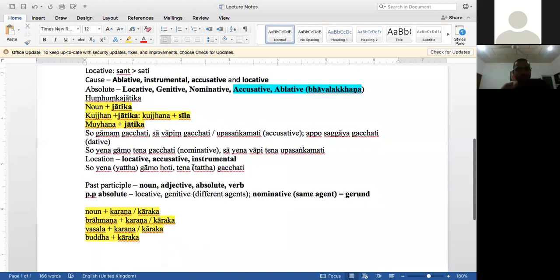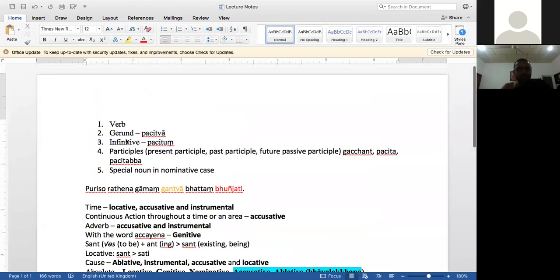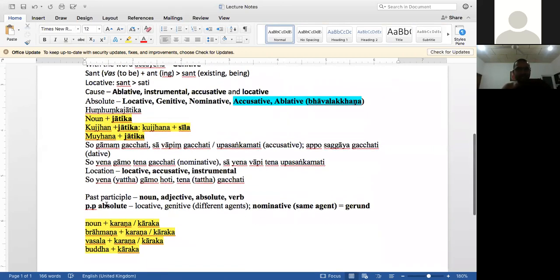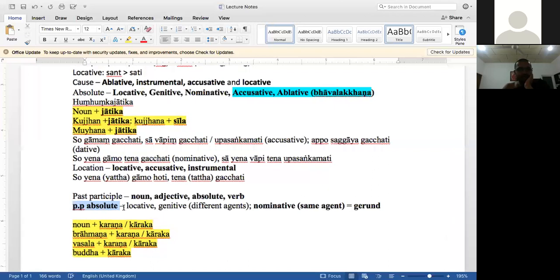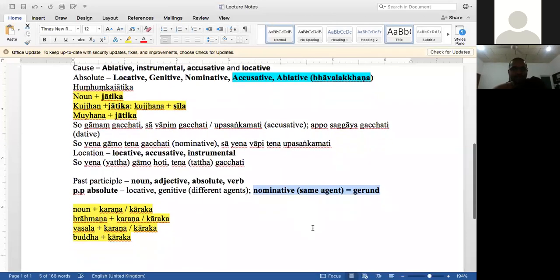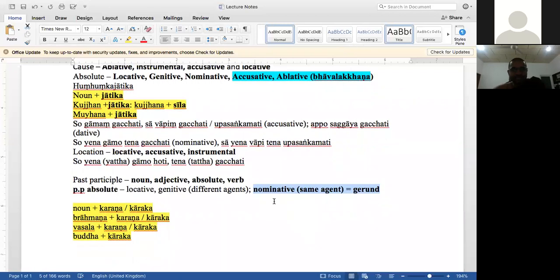We mentioned that the absolute can be written in locative, genitive, nominative, sometimes in accusative and ablative. Also that day we mentioned the past participle absolute. I hope everyone can see the screen. Locative and genitive are with different agents, and nominative is the same agent, so it is equal to the gerund. When I discussed with my friend, he mentioned that in such cases the nominative absolute meaning can be found.